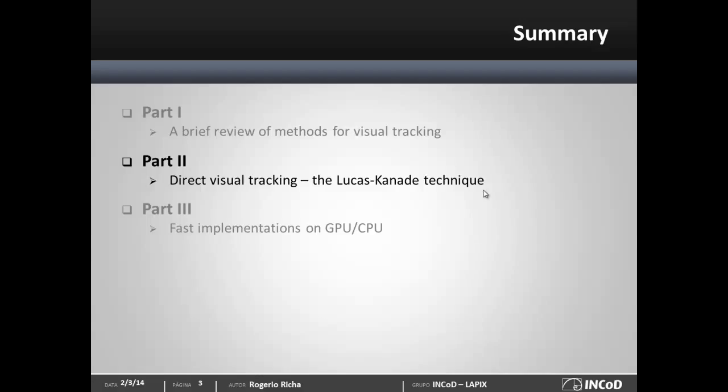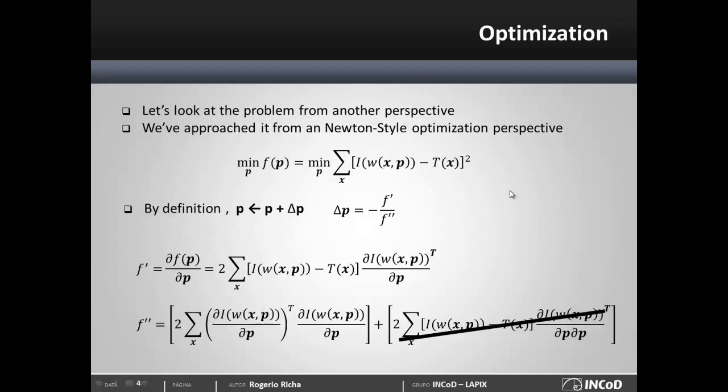You're going to see that it's a very simple idea, and you can easily understand it if you understood the framework that I presented earlier. We've shown in part 2 how to find the optimal value for the parameters p, which minimize the sum of square differences, and we did that from a Newton-style perspective, right? So we did the first derivative on top of the second, and we found the increment delta p, which is added to p and minimizes the function f, the sum of square differences.